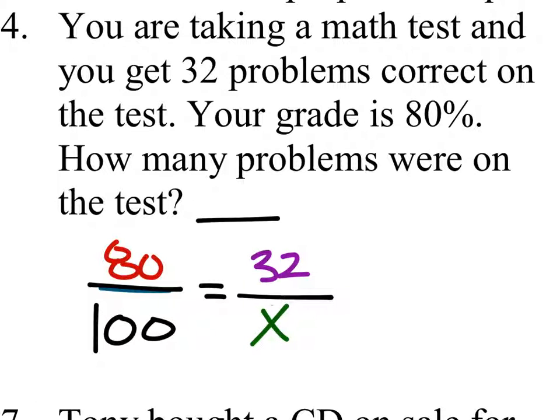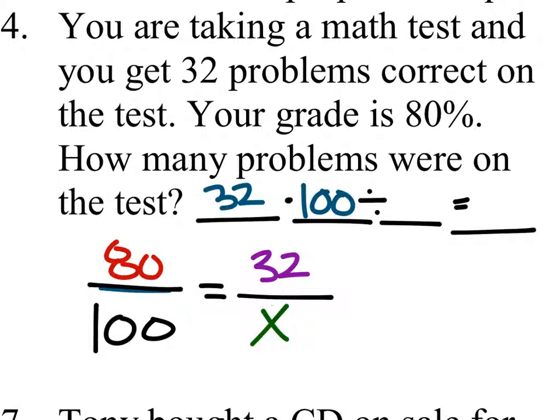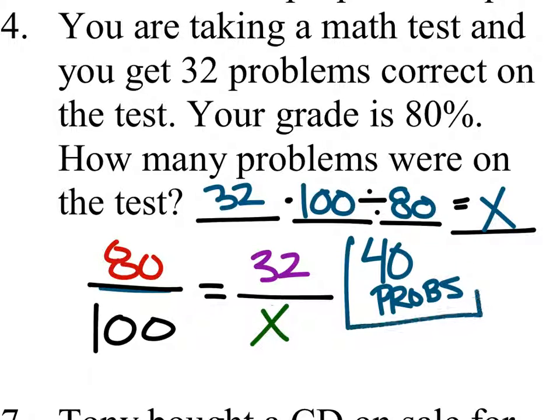So we got 4 values. 1, 2, 3, 4. Multiply, divide, equals. And again, using the same strategy, fish method, 32 times 100 divided by good old 80 is our x. 40 problems on the test.